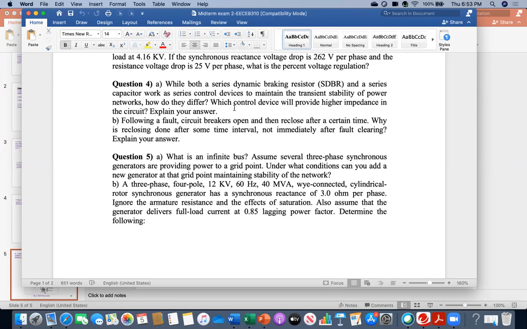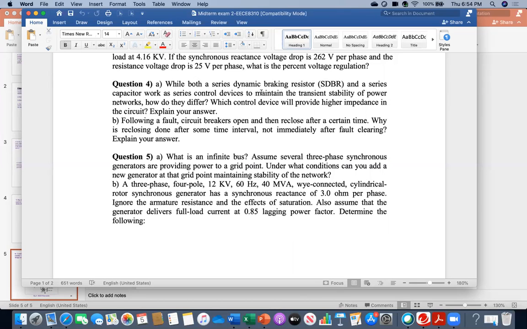Series capacitor: like you have a switched capacitor and then you want to connect it in series. Similar to the SDBR, there is a bypass switch, and then during a fault you connect the capacitor, but in series. So then how do they differ? What will the capacitor do if you connect it in series?